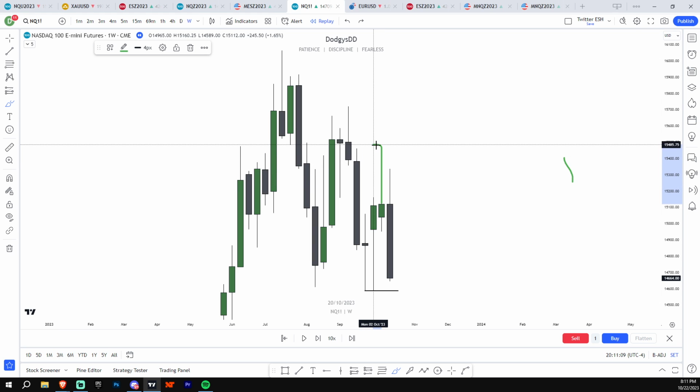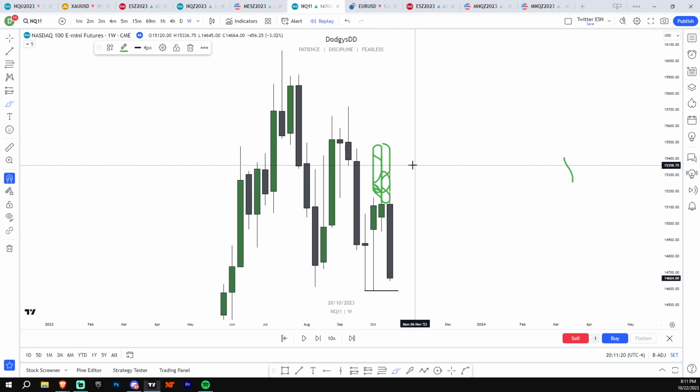Now, if you don't think that looks bullish, then yeah, you can't do this. If you don't think this looks bullish, then I don't know what to tell you, because to me that looked bullish when we had it. I'm not going to do that. I already gave up on that.